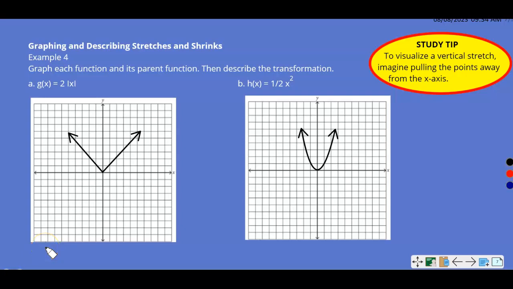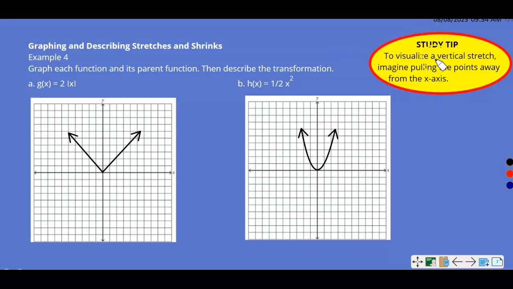All right, this is part 2 of parent functions and transformations. We've made it up to example 4, and it says graphing and describing stretches and shrinks. Graph each function and its parent function. You can see I've already graphed the parent function here just to save a little time because it does take a minute to play with those and get them in the right spot. So we're going to graph g of x and h of x, and then we're going to describe the transformation.